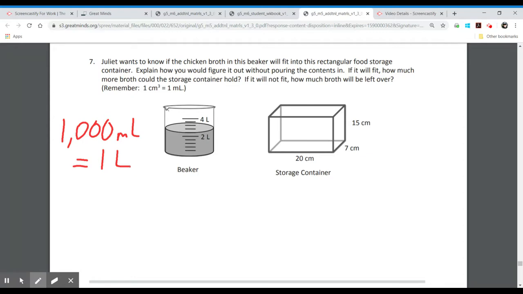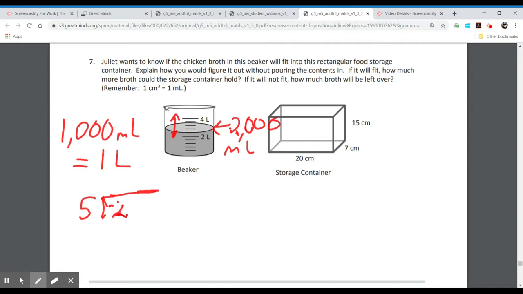So I'm going to have to do a little math here. There's 2,000 milliliters between 4 and 2. So between 4 and 2, there's 2,000. I have 5 dash marks, so I would need to know what each of those dash marks is worth. So I'm going to take 2,000 and divide it by 5, so I know what each one of those dash marks is.